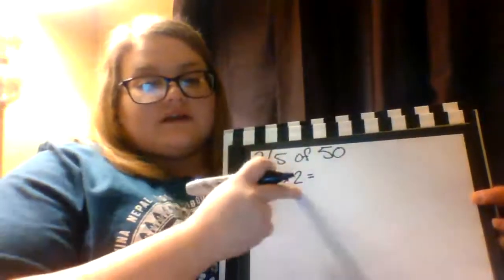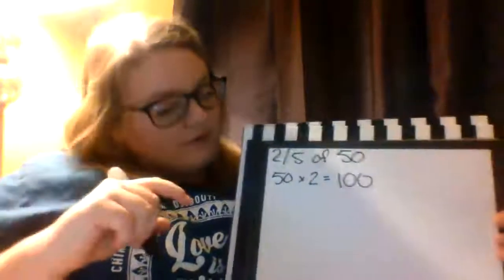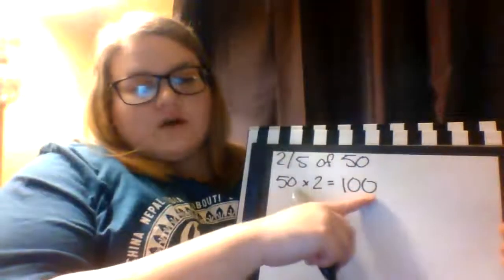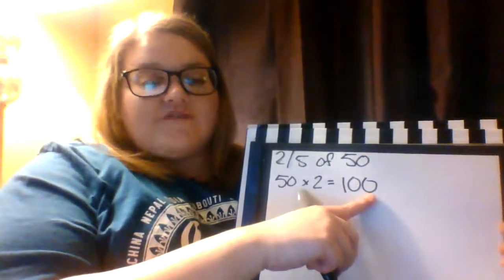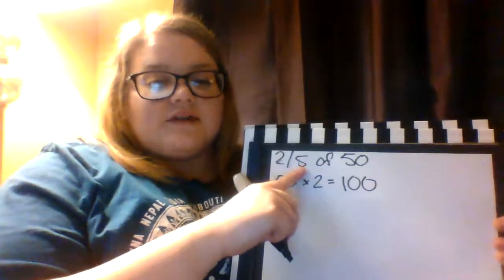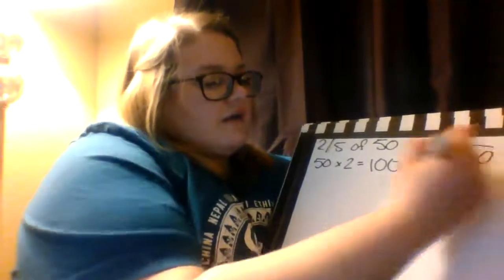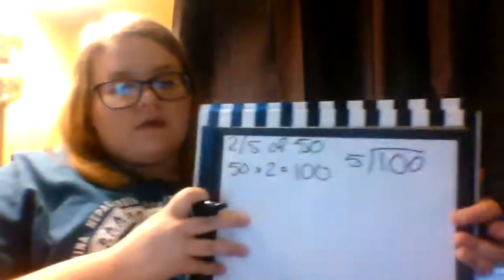50 times 2, 5 times 2 is 10, and I have a 0 here that I need to add. So 50 times 2 is 100. But I'm not done. Now I'm going to take this number 100 and divide it by the number 5, your denominator. So I'm going to take 100 and divide that by 5.